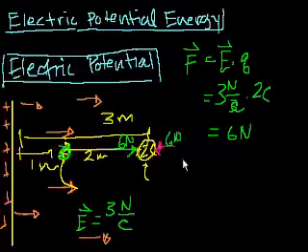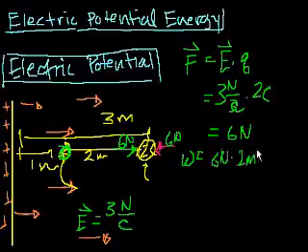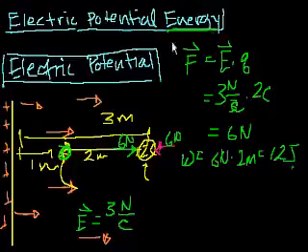So the total work is equal to 6 newtons times 2 meters, which is equal to 12 newton meters or 12 joules. So we could say that the electrical potential energy, and energy is always joules, the electrical potential energy difference between this point and this point is 12 joules.